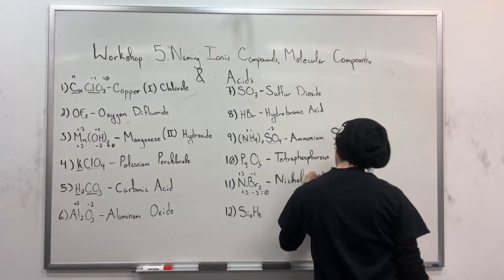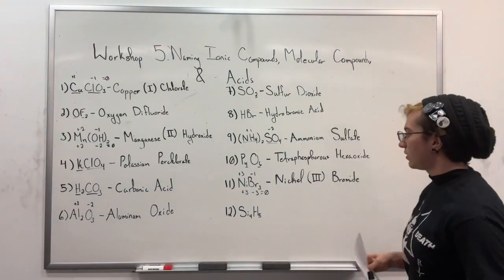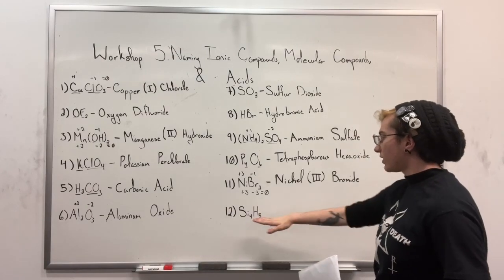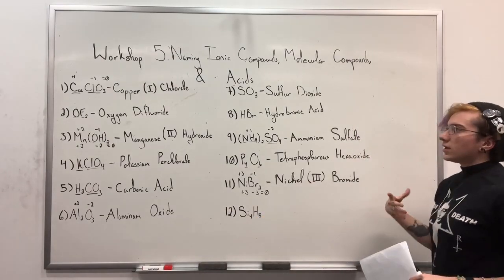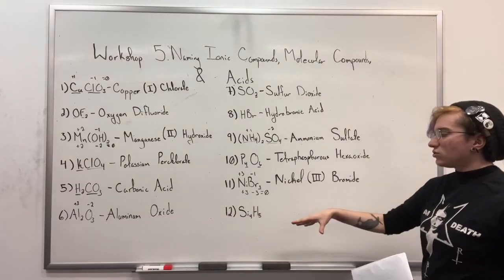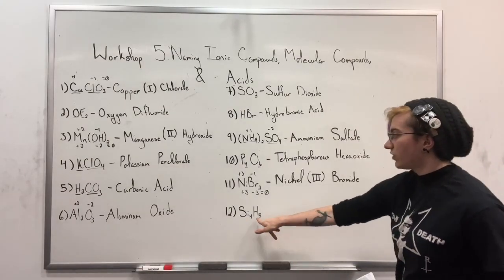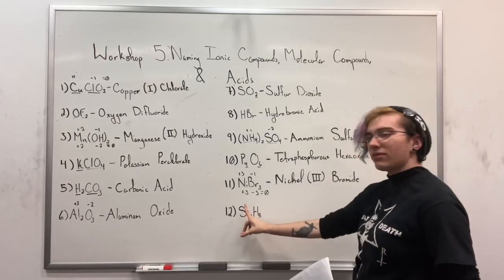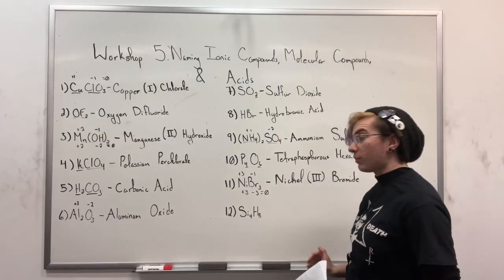So nickel 3 bromide. Last one, Si4H5. This one's also a little bit more difficult because Si is going to be one of your metalloids. When it comes to naming conventions, metalloids tend to follow the non-metal naming convention. So we're going to treat it as a non-metal with a non-metal. And while hydrogen is here, hydrogen is not leading the compound, and so we're not going to treat it as an acid. Hydrogen has to be in the front of your compound.